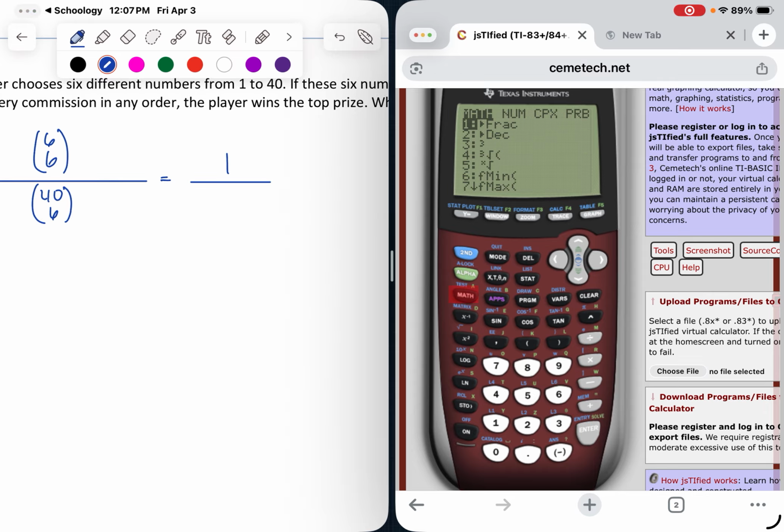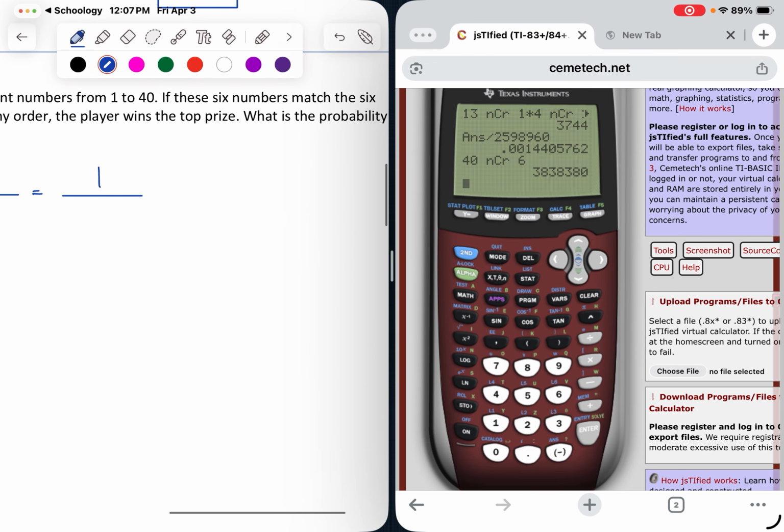So 40 math probability. Nope. Try that again. 40 math probability. Option number 3. 6. Enter. So that is 3,838,380 different outcomes. And we have to get the one that we chose. So 1 divided by second answer. Okay, and I knew it was going to look like this.